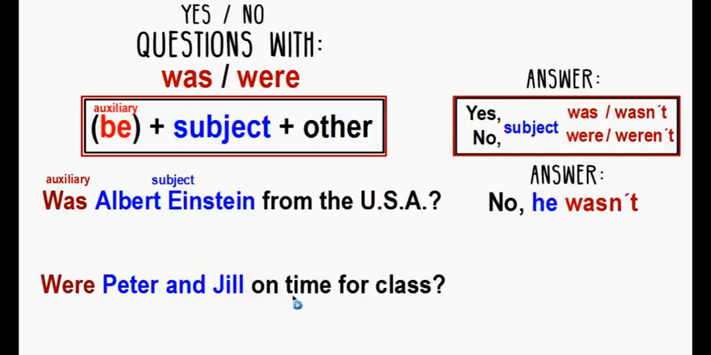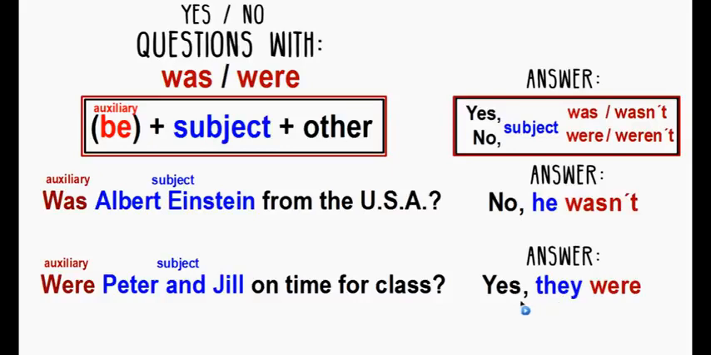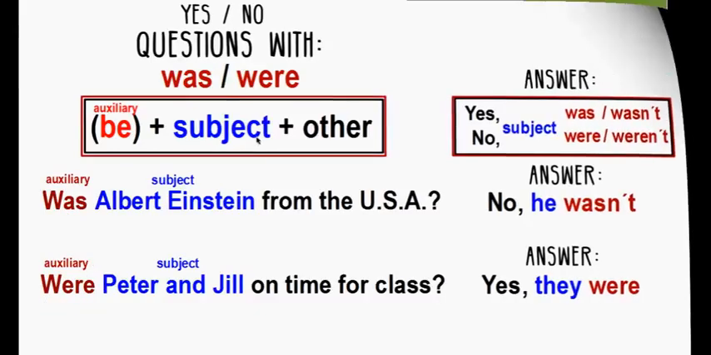Were Peter and Jill on time for class? Again, were is the past auxiliary of be. Peter and Jill is the subject. Were Peter and Jill on time for class? The answer, yes, they were. So remember, guys, in the question for the past tense with was and were, we start with the auxiliary was or were, and then we use the subject.